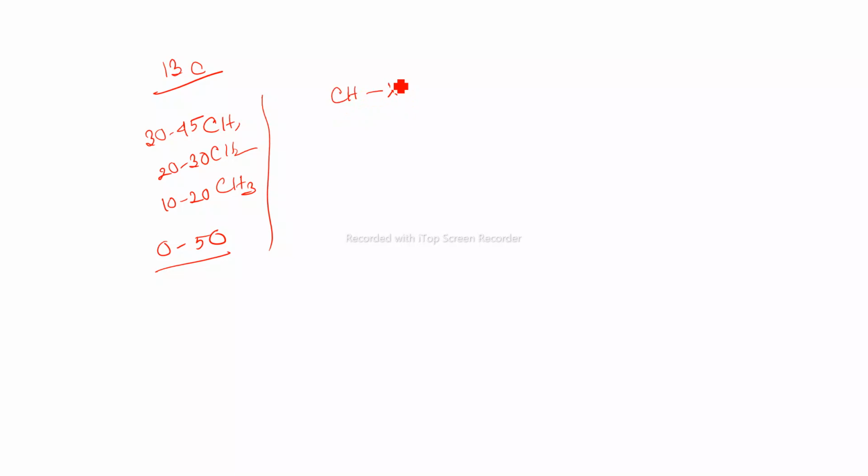Normally, if CH2 or CH3 is there, then in the 13C the value should be 0 to 50. If CH3, 10 to 20, 20 to 30, rough values I am saying. This is 30 to 45, normal, not with an electron withdrawing group. If we attach an electron withdrawing group like halogen, then its value should be 50 to 80.